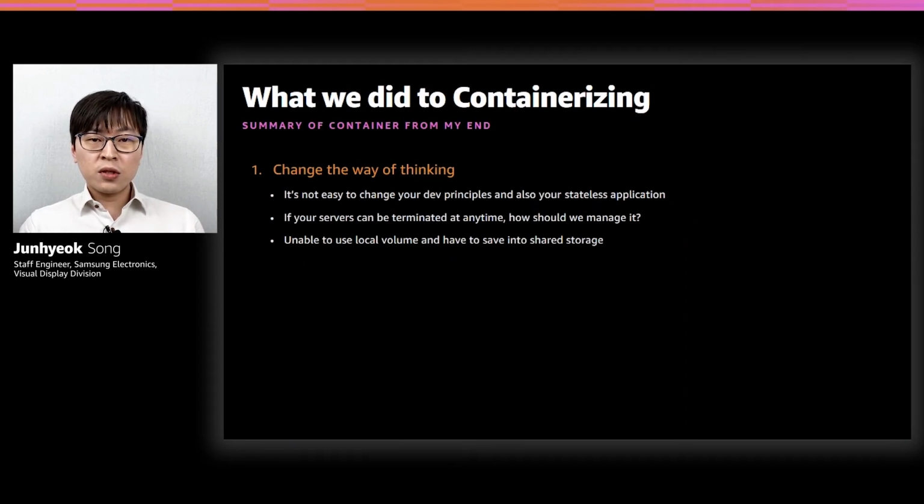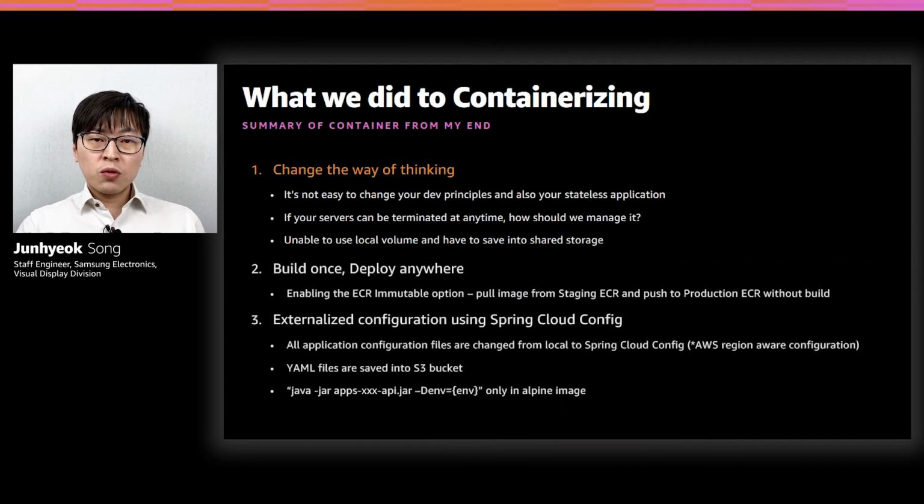The biggest change was to change the way of thinking. Because a container can be terminated at any time, it was not easy to change our development principles and also build stateless applications. To build once, deploy anywhere, all configurations are moved to Spring Cloud Config and ECR immutable option is used. When deploying the application on production stage, pull container image from staging ECR and push to production ECR and deploy without build.